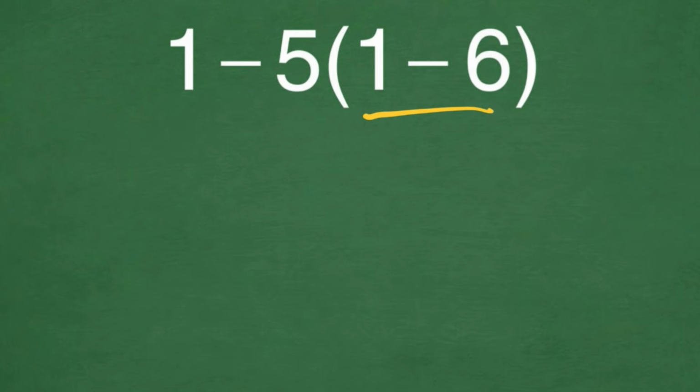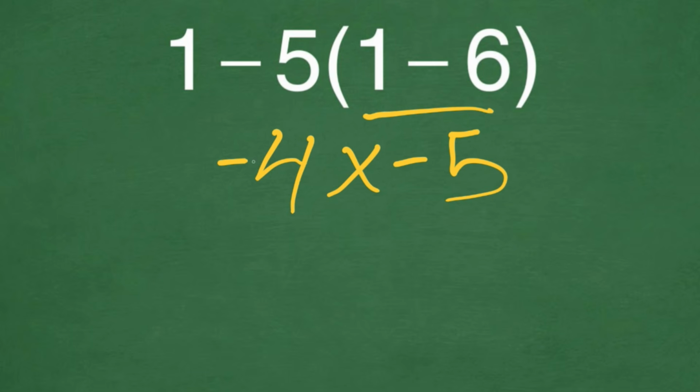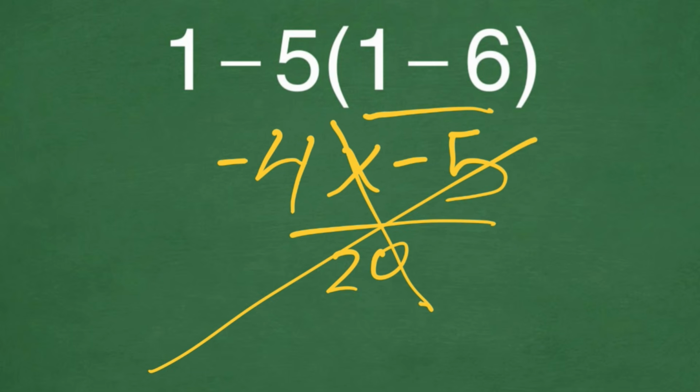1 minus 6 gives us negative 5. And here 1 minus 5 gives us negative 4. And a negative times a negative is positive, and negative 4 times negative 5 is equal to positive 20. But this answer is wrong because it doesn't follow the correct order of operations to do this calculation.